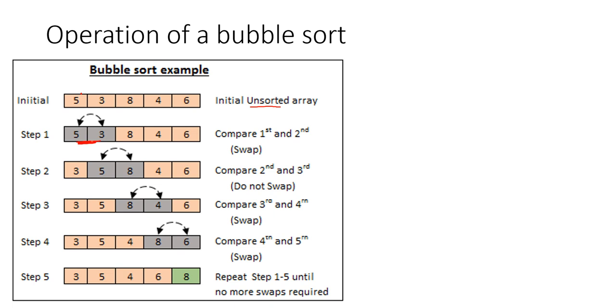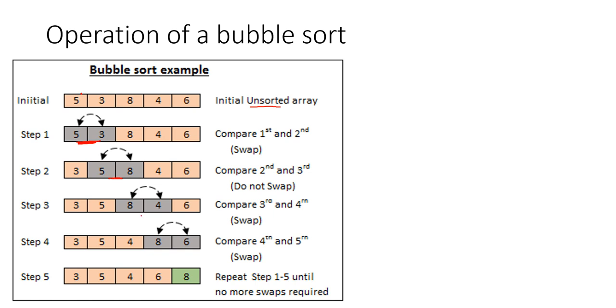So it's going to compare the first pair, the 5 and the 3. Because we're doing this in ascending order, we know that the 3 has to come before the 5, so we make a swap. Then we repeat that check on the next two, the 5 and the 8. The 5 isn't greater than the 8, so they're in the correct place in relation to each other.